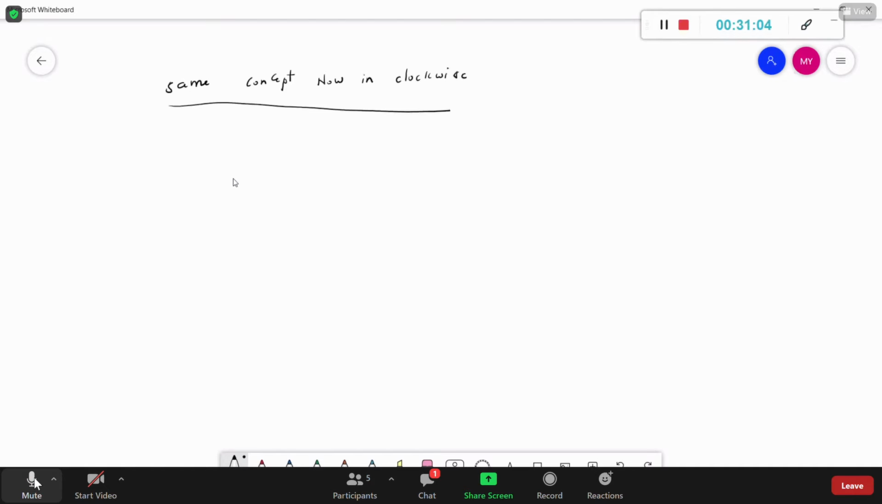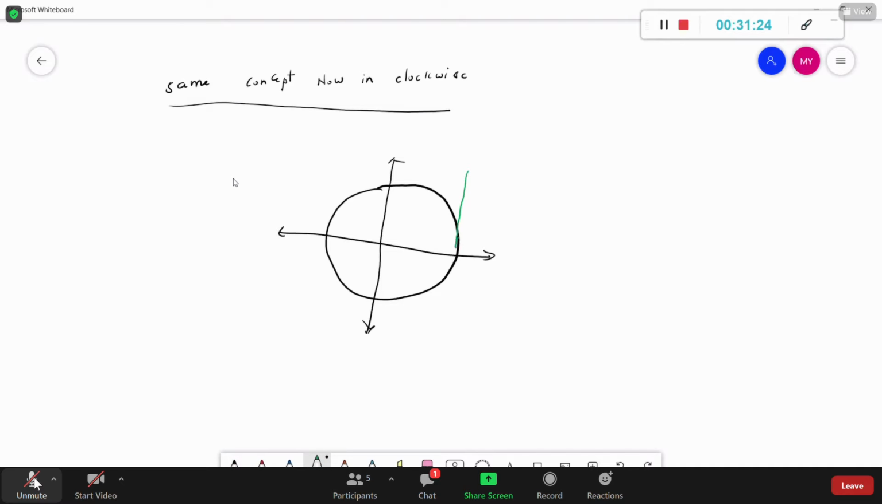Okay. So this is a unit circle with the center as the origin, and we have a tangent. I hope this is a tangent, touching only at the point A, which is 1 comma 0. Now I am rotating through an angle minus theta.